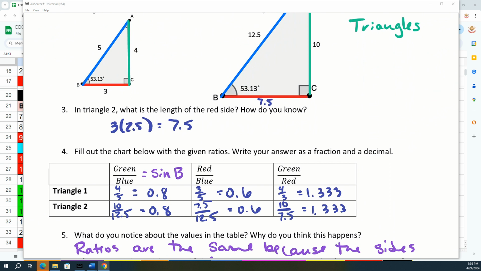What about when you did red divided by blue? Anybody know? Yes, that's the cosine of angle B. And then green divided by red is the tangent of angle B. Okay.